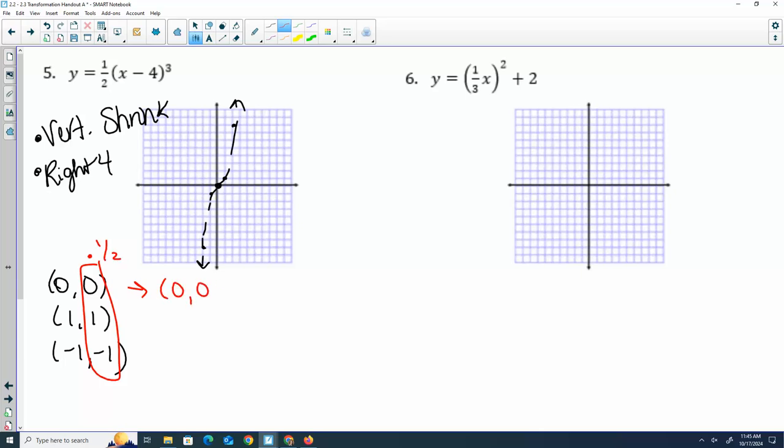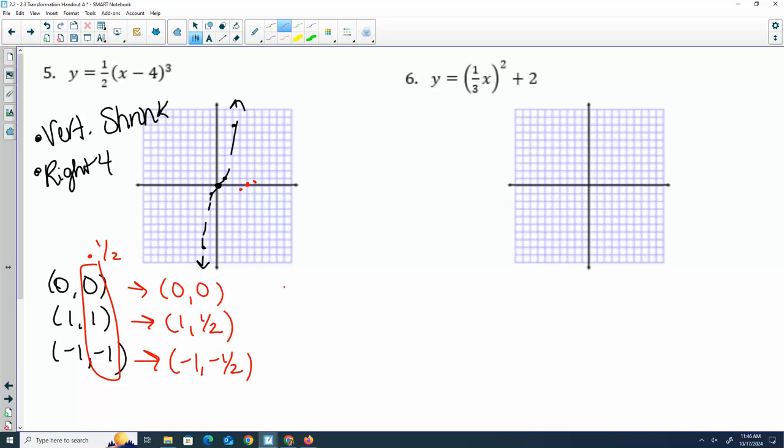So 0, 0 would stay. 1, 1/2. Negative 1, negative 1/2. And then we have to move it to the right 4. So we have 0, 0, right 4. 1, 1/2, right 4. Negative 1, negative 1/2, right 4.